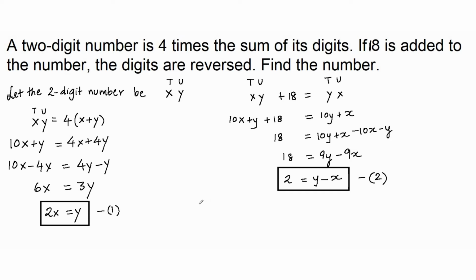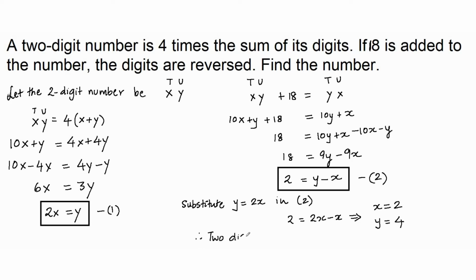So now I can solve these two equations simultaneously. I will substitute the value of y as 2x, as I found in the first equation, in the second equation. So I get 2 equals 2x minus x, which implies x is equal to 2, and y is twice of x, that is 4. Therefore the two-digit number has x at the tens place, so it is 20, and 4 at the units place, so the number is 24.